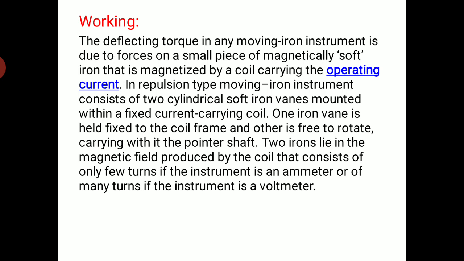So the deflecting torque is due to the forces on small pieces of soft iron that are magnetized by the current in the coil at an operating current. The repulsion type produces repulsion forces from the current passing through the coils. It may be used as an ammeter or as a voltmeter.